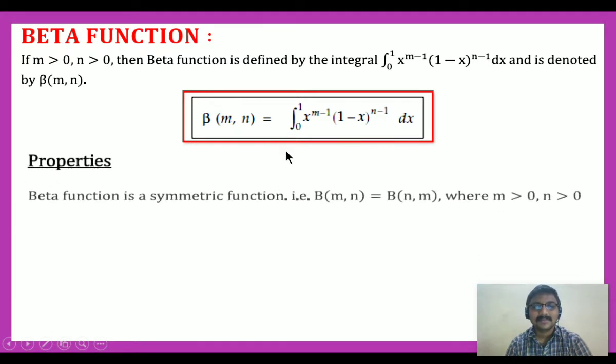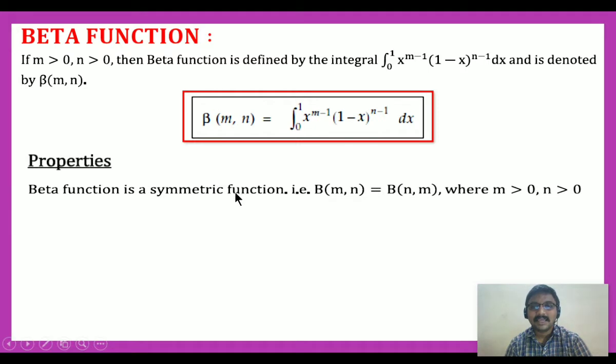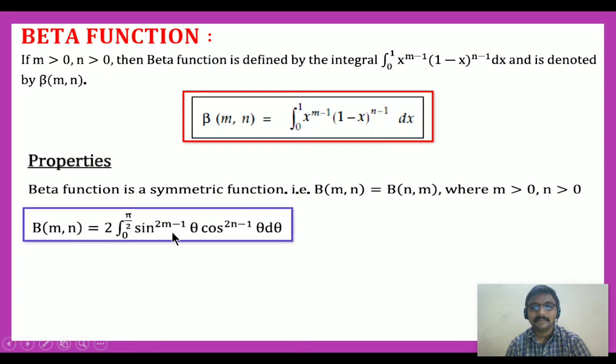Properties: beta function is a symmetric function, that is, beta of m, n is always equal to beta of n, m, where m and n are positive. Beta of m, n is 2 times the integral from 0 to pi by 2 of sine power 2m minus 1 theta times cos to the power of 2n minus 1 theta d theta.